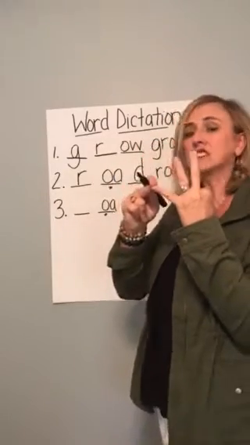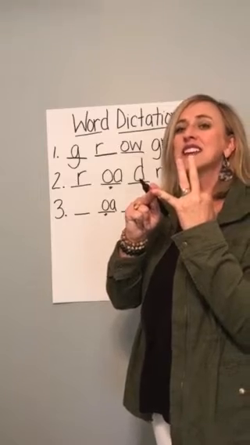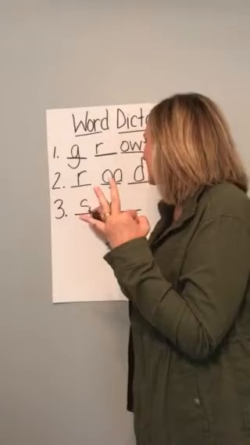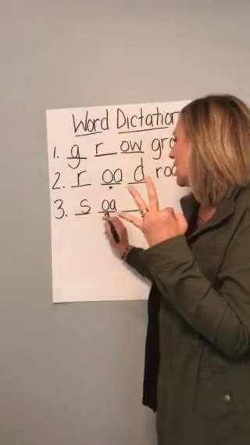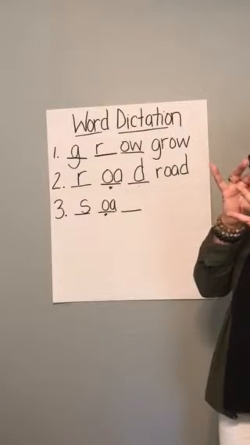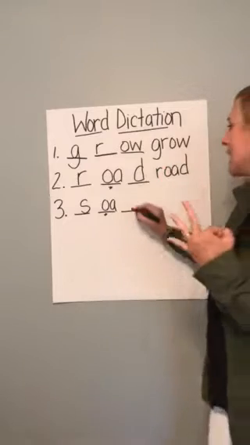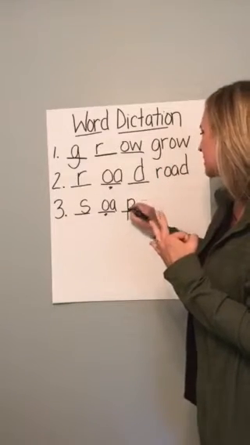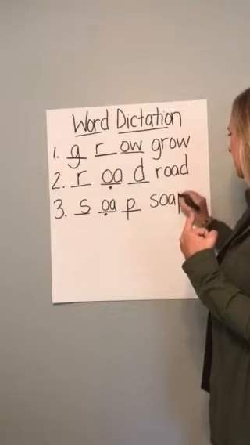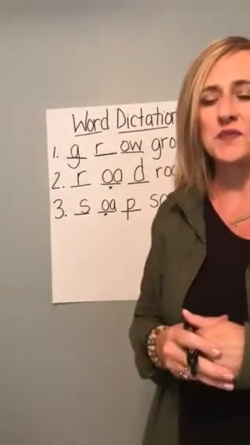Soap. That first sound is made with the S sound. Write the letter that makes the S sound. Yes, you should have written the letter S. S says S. O. P. What is the last sound? What makes the P sound? Yes, the P makes the P sound. S. O. P. Make sure you're writing that word on your device or on your paper.